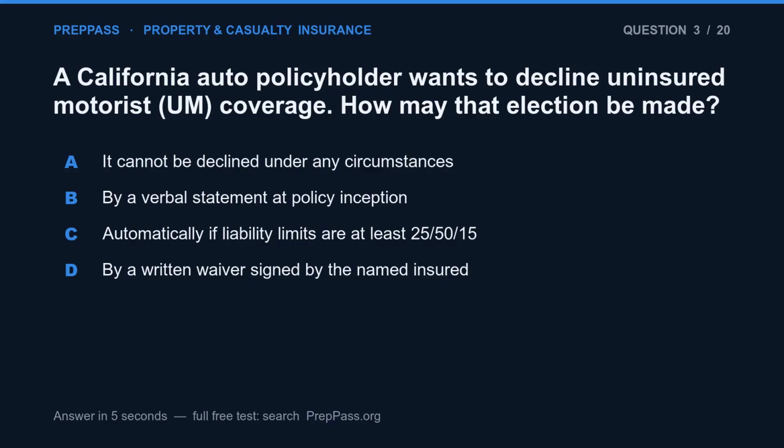Question 3. A California auto policyholder wants to decline uninsured motorist coverage. How may that election be made? A. It cannot be declined under any circumstances. B. By a verbal statement at policy inception. C. Automatically if liability limits are at least 25/50/15. D. By a written waiver signed by the named insured.